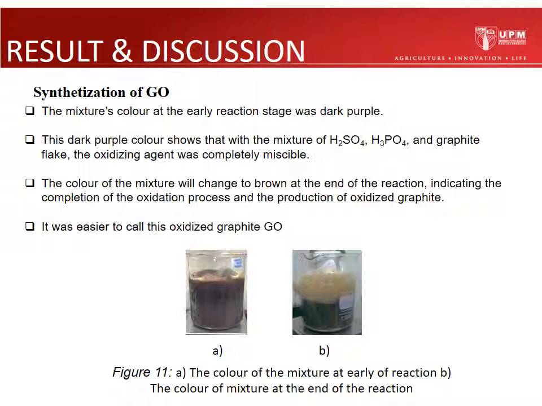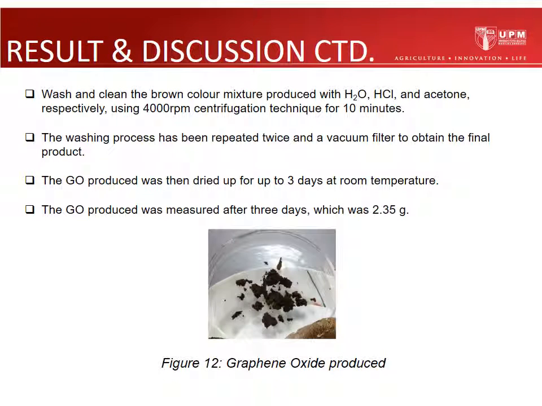This is the synthesis of GO. The color of the mixture in figure 1 changes to brown at the end of the reaction, indicating the completion of the oxidation process and the production of oxidized graphite. As you can see in figure 12, this is the graphene oxide produced, and the weight is about 2.355 gram.